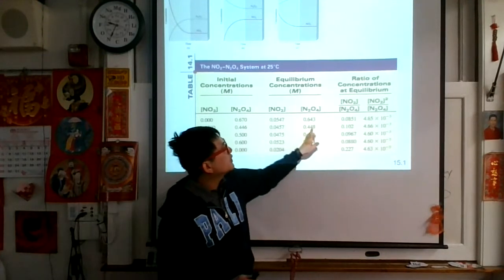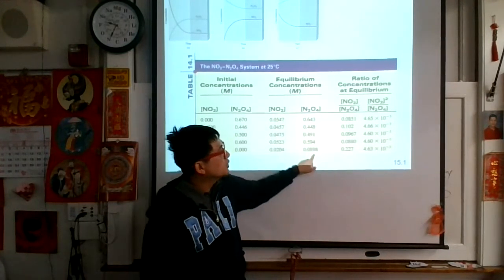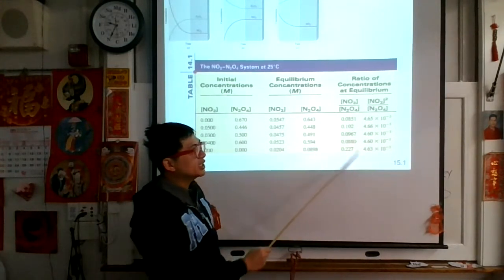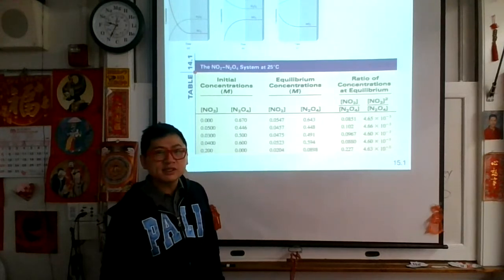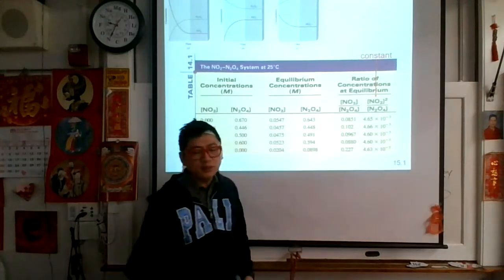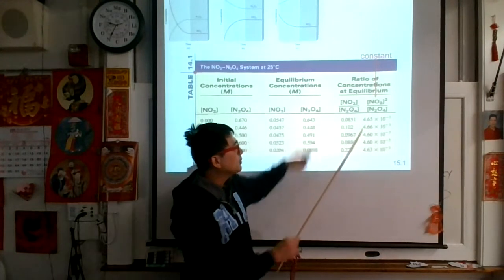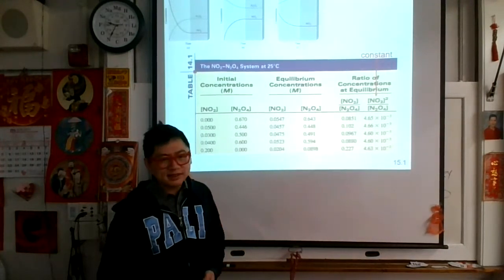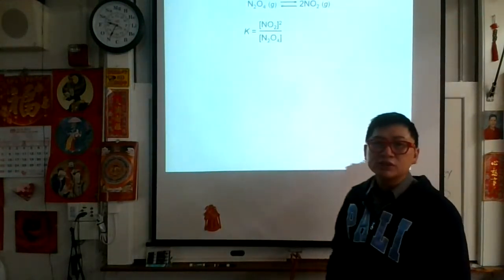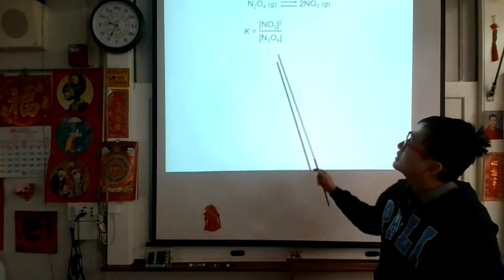But if I so happen to have squared this column, NO2, then divided by N2O4, I notice that, hey, it seems like there's no change. It's about 4.6 something times 10 to the minus 3. That is constant. So if I just divide NO2 by N2O4, it's not constant here. But if I square this and divide it by that number, then it is constant. So if I square the NO2 concentration and divide by the N2O4 concentration, then that is constant.